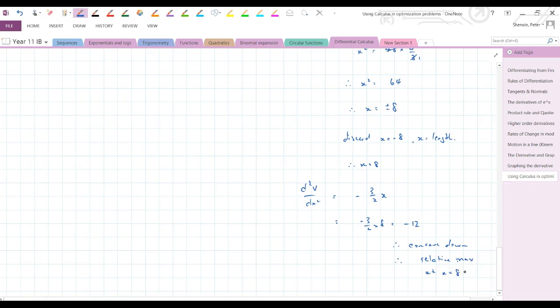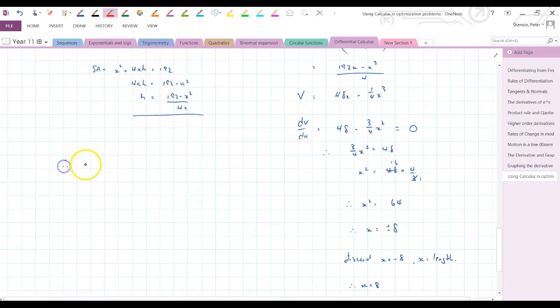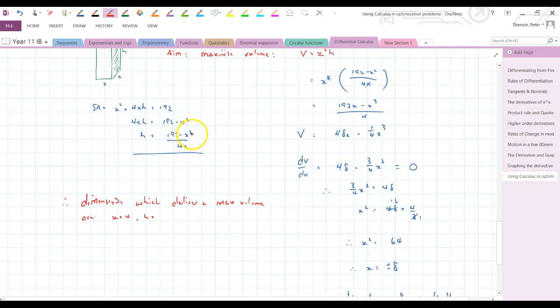But let's go back and make sure we answer the question. It says, find the dimensions of an open box that has a maximum volume. So we need to answer the question. The dimensions which deliver a maximum volume are x equals 4, h equals, now what's h equal to? Got to put it in here, 192 minus 16 over 16. So 192 minus 16 is 176. 176 over 16, that's 11, I believe. So we've got a height of 11.